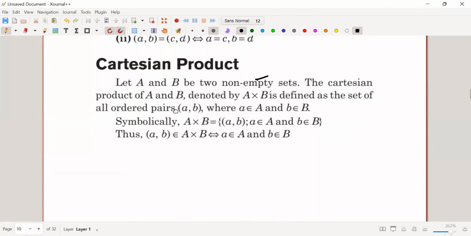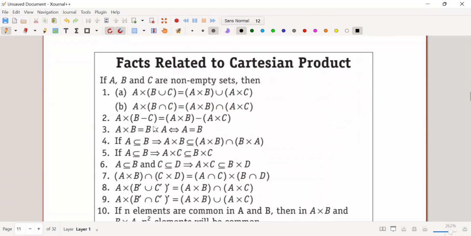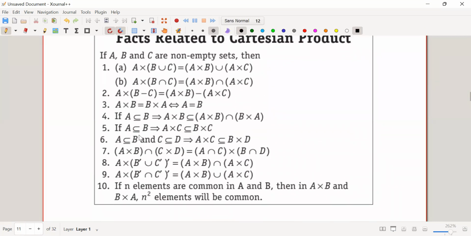Cartesian product, you already understood this. Facts related to Cartesian products: distributive property, and we are using associative. Then C is the subset of A cross B intersection B cross A.